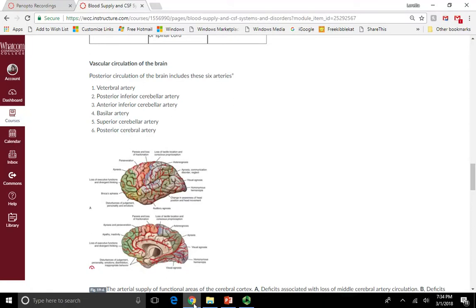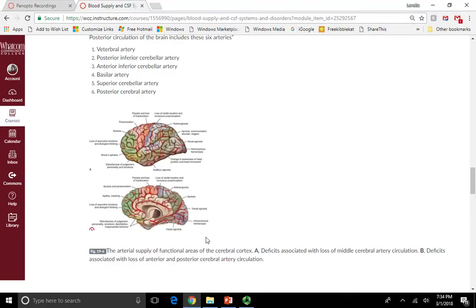In the module here, I have included the vascular circulation of the brain with the posterior circulation, the 6 arteries that supply that. There's the diagram from page 465 of the book that's right here in the module as well. The top picture shows deficits associated with loss of middle cerebral artery circulation, and the bottom picture is deficits associated with loss of anterior and posterior cerebral artery circulation. So we'll talk about some of those deficits specifically.